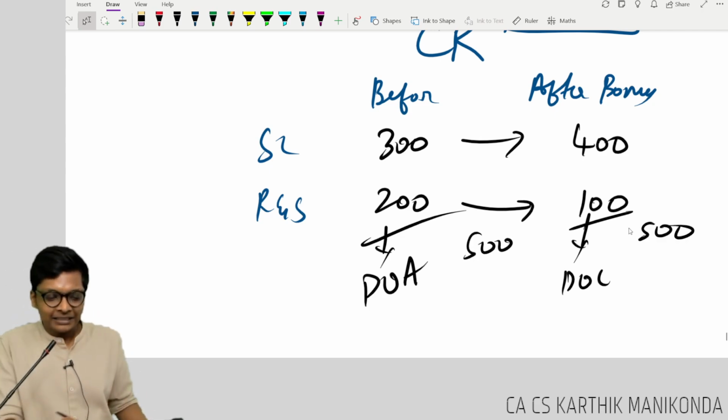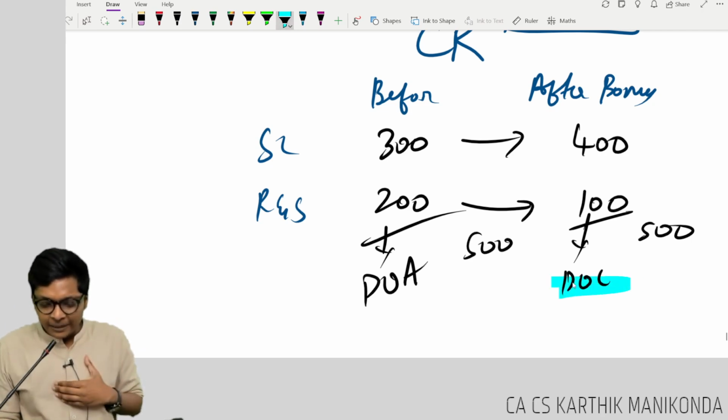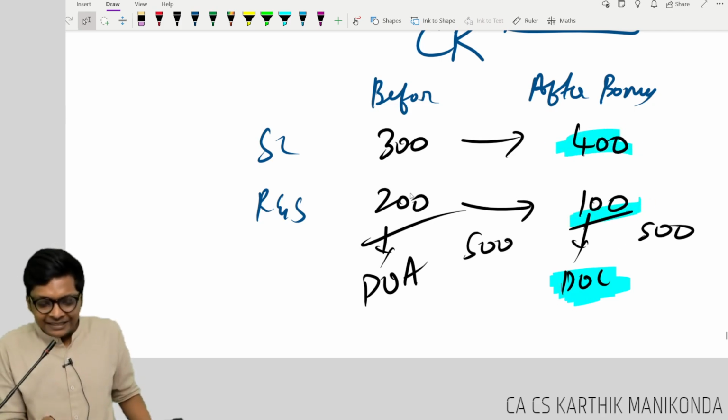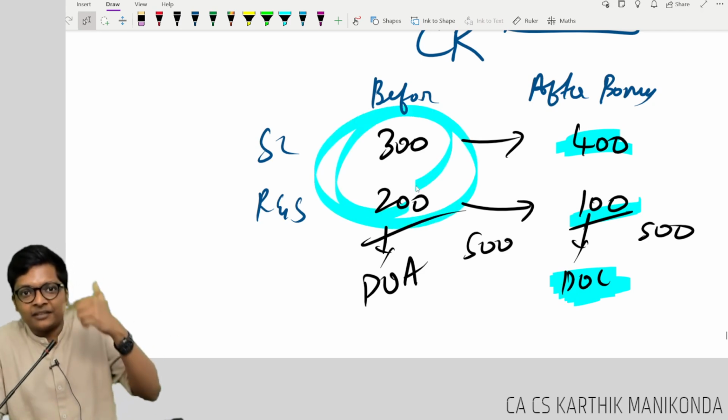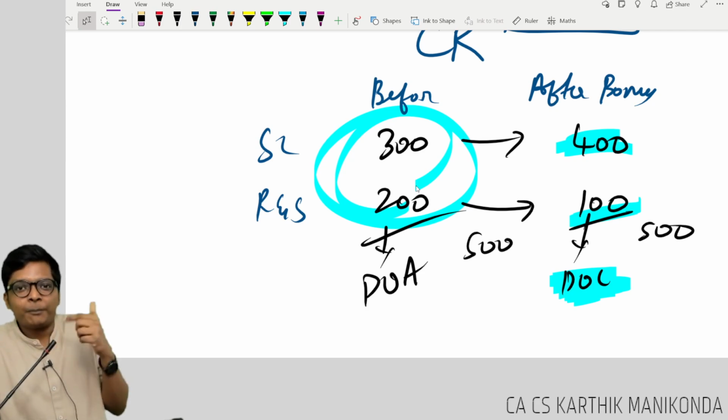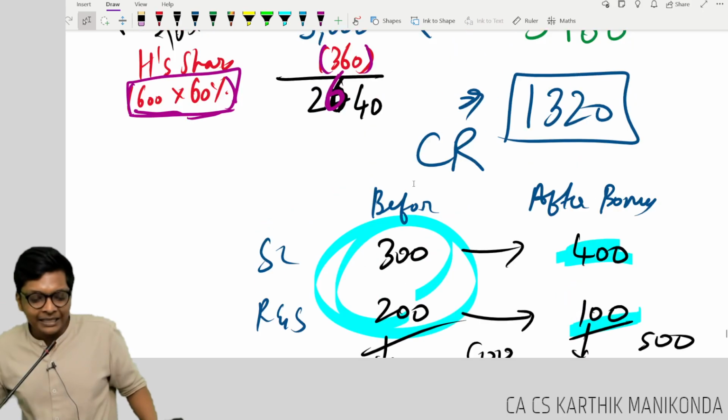Are you following, guys? In the table, we ended up taking value on date of consolidation 400 and 100, but it is basically internal movement within reserves and capital. Are you following, guys? Because bonus is given from pre-acquisition reserves.